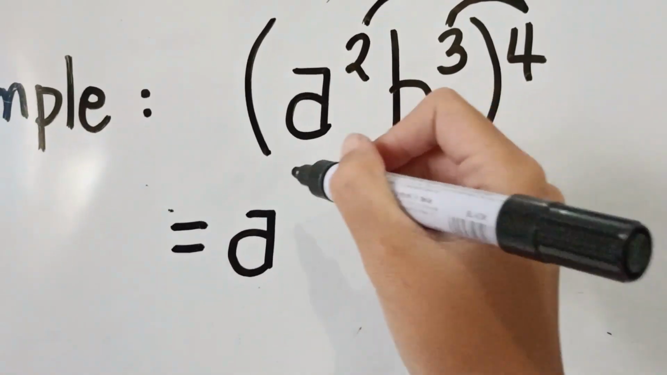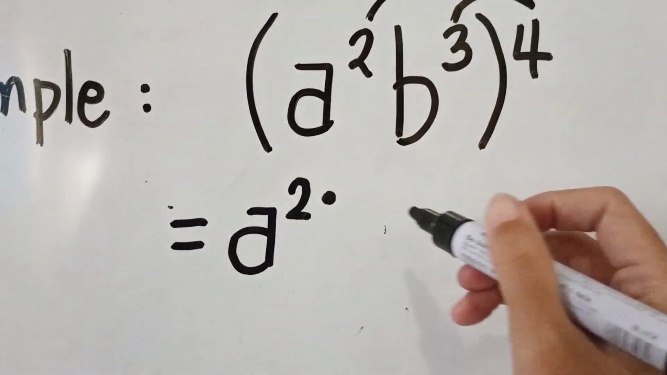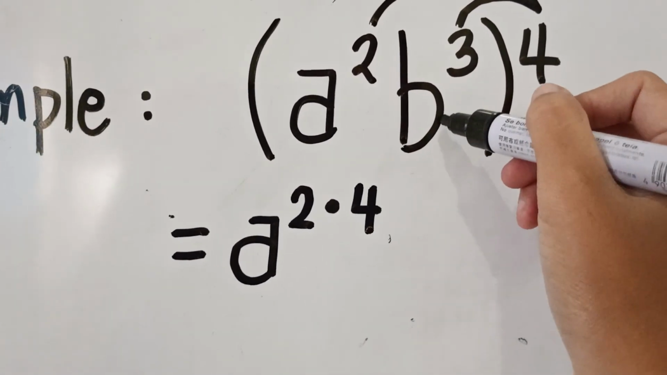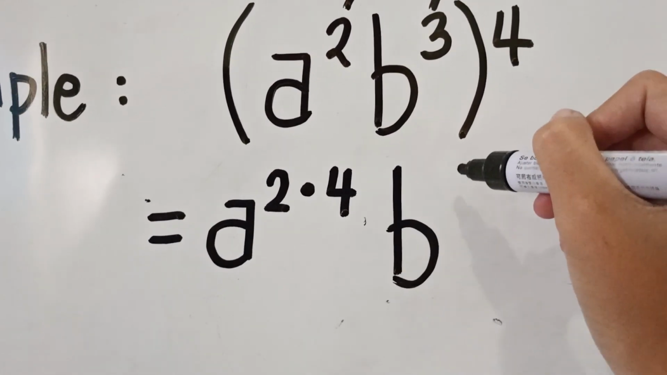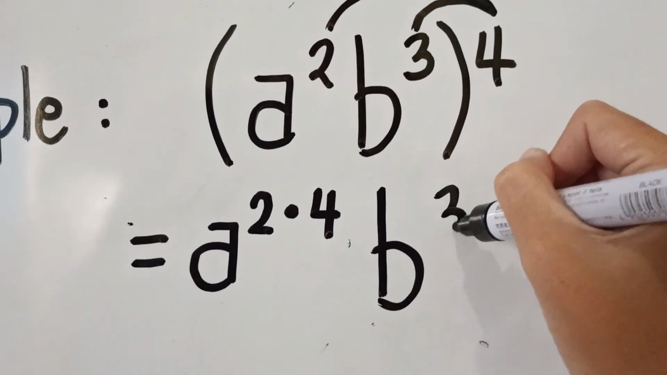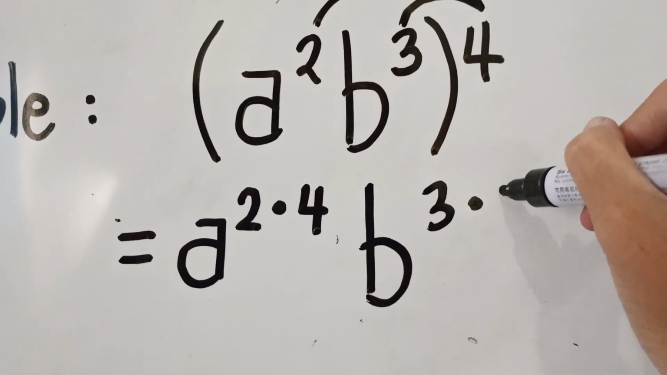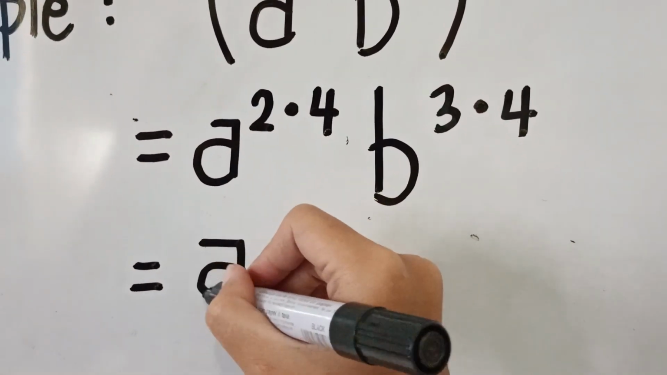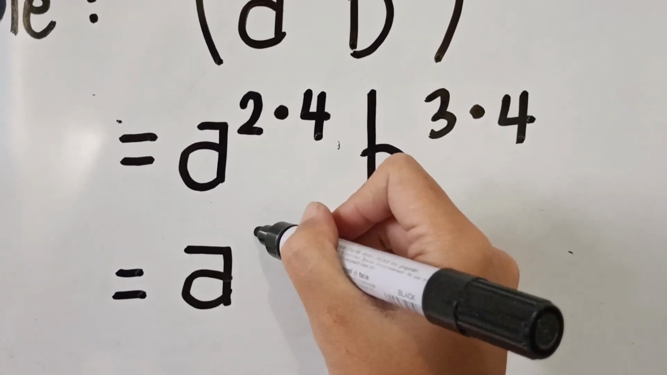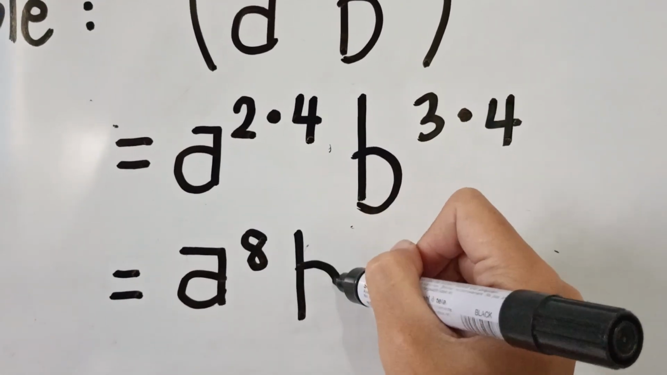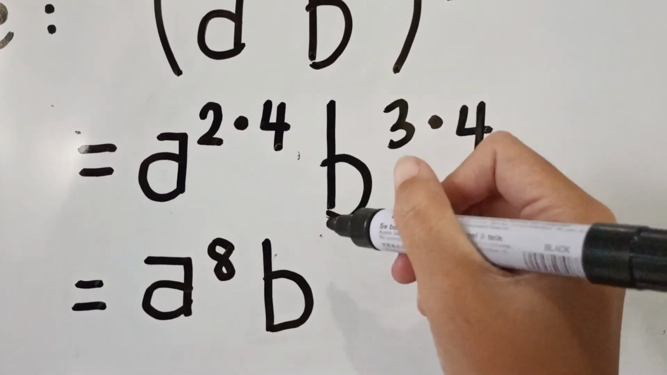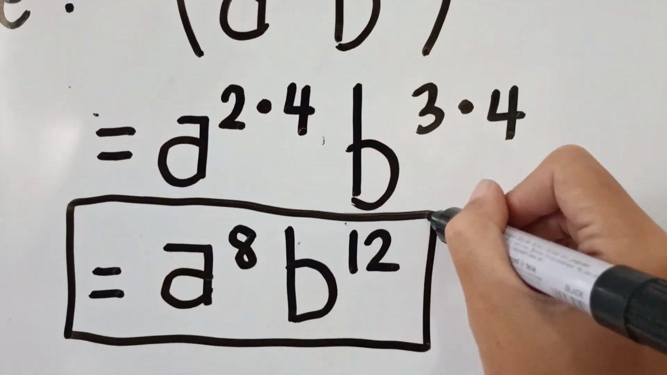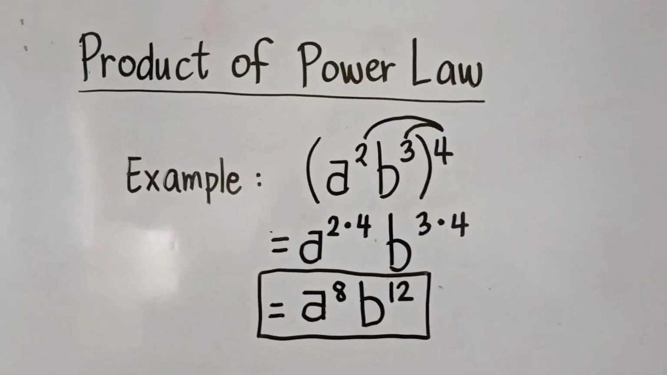So we're going to have the a first, and then copy the exponent 2 multiplied by the external exponent, which is 4. Next, let's have the variable b, and then the internal exponent, which is 3, multiplied by the external exponent 4. That's how we do the distributive one. And then let's copy a again, and 2 times 4, that's 8, and variable b, then exponent 3 times 4, that will give us 12. So the answer is a raised to the power of 8, b raised to the power of 12.